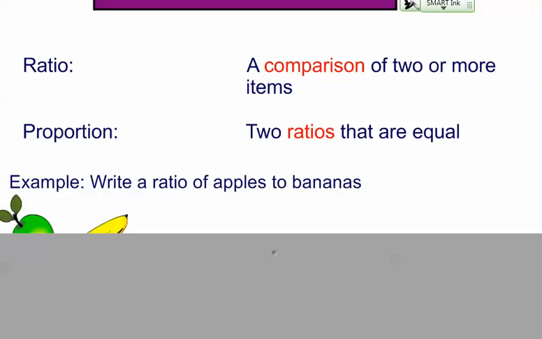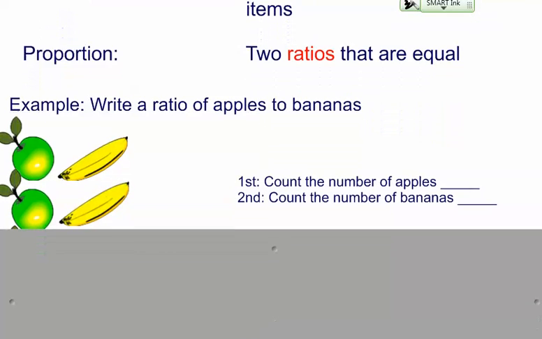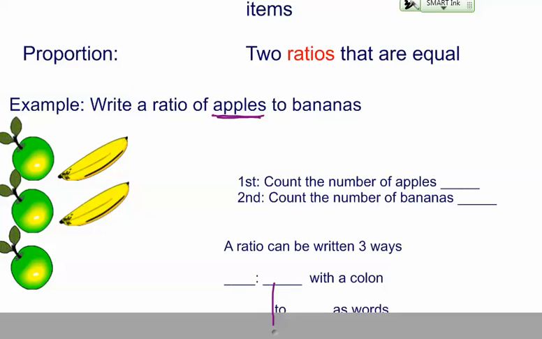Okay, so let's look at some stuff here. Write a ratio of apples to bananas. The first thing you need to look at is to count the number of apples. The reason I want to look at the number of apples first is because it is what's listed first in the problem. So let's count how many apples there are. There are 1, 2, 3 apples. We're going to write that in here. Now we're going to do bananas. There are 1, 2 bananas.